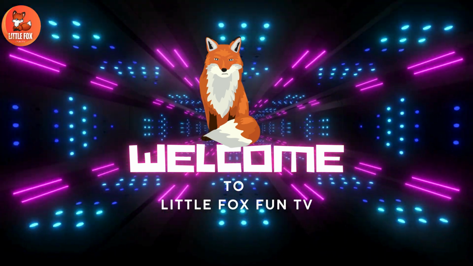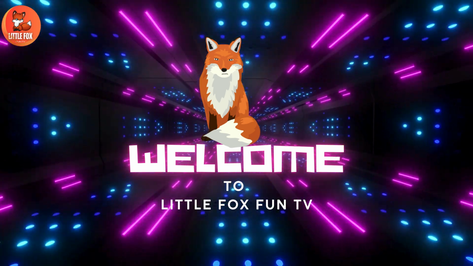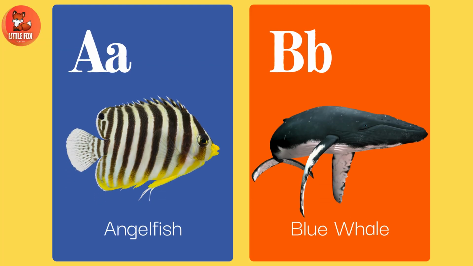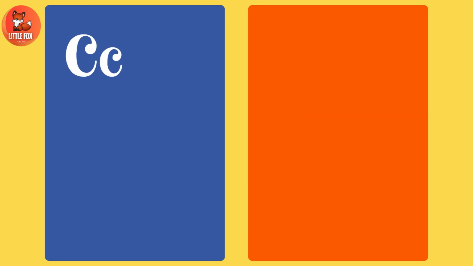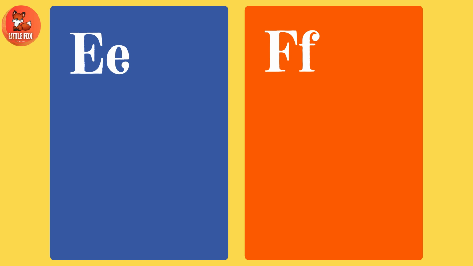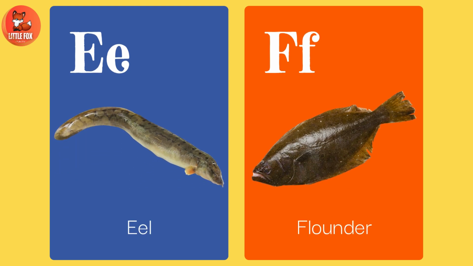Let's learn about the alphabet letters using sea animals' names. A for angelfish. B for blue whale. C for clownfish. D for dolphin. E for eel. F for flounder.